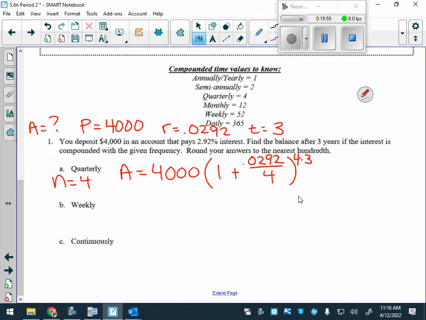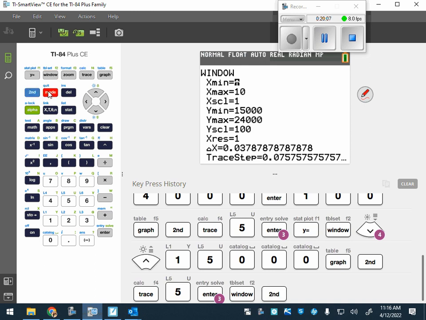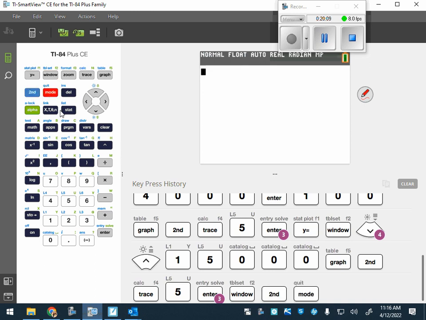Okay. I'm going to show you what it looks like in our calculator. I'm going to show you 2 different ways. Okay. There was actually a third way that came up too. God bless you. Okay. The first way is step by step.